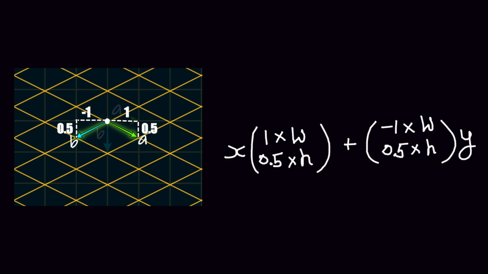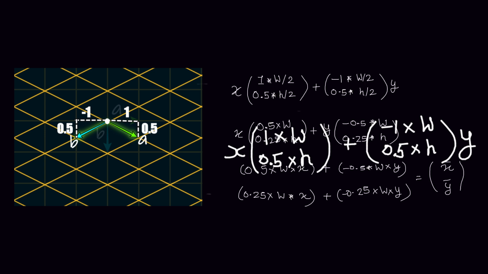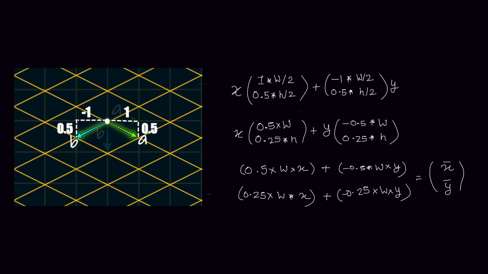Now we incorporate the height and width of our tile by simply multiplying width with the horizontal component and height with the vertical component. There is one more problem. The grid is squashed by half a unit, so we need to divide the width and height of our tile by 2. At this point, we are done with all the mathematical details. Let's begin the implementation.